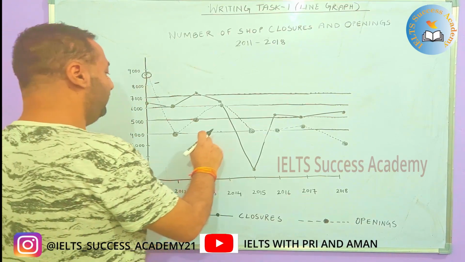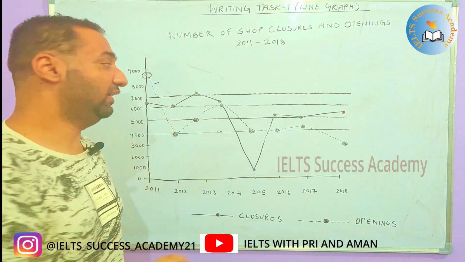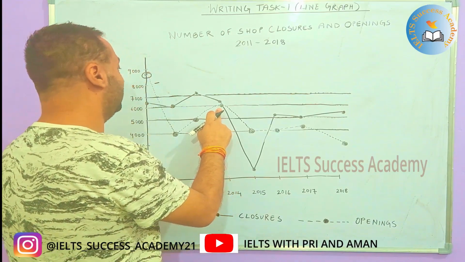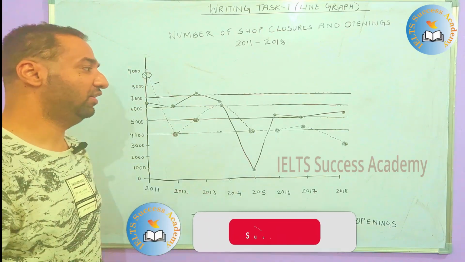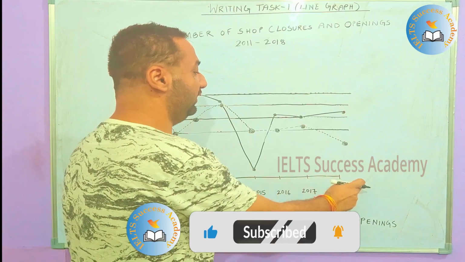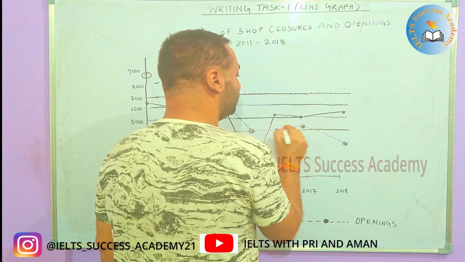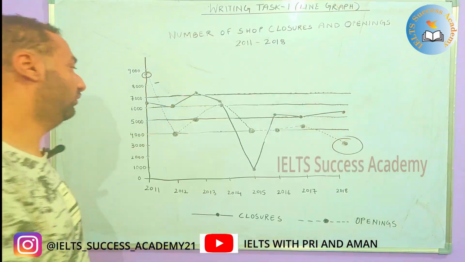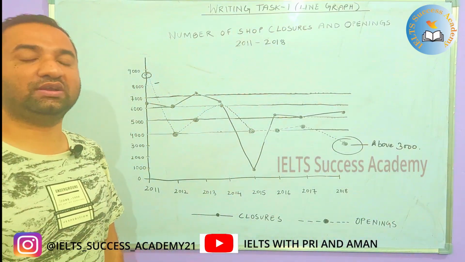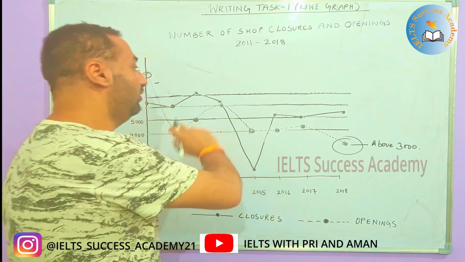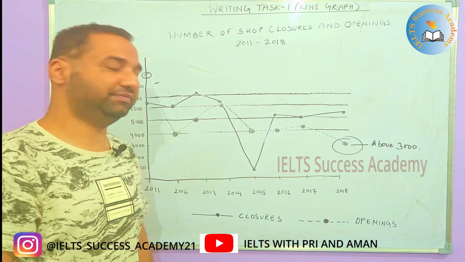and then slowly as the years went, they picked up. So by 2014, the level in the year 2014 was around 6,000, and it again dropped to 4,000. From the year 2015 to year 2018, it showed minor fluctuation. The openings showed minor fluctuation, and the number of openings was just above 3,000. So overall we can see that there were huge fluctuations in the number of shops that opened.